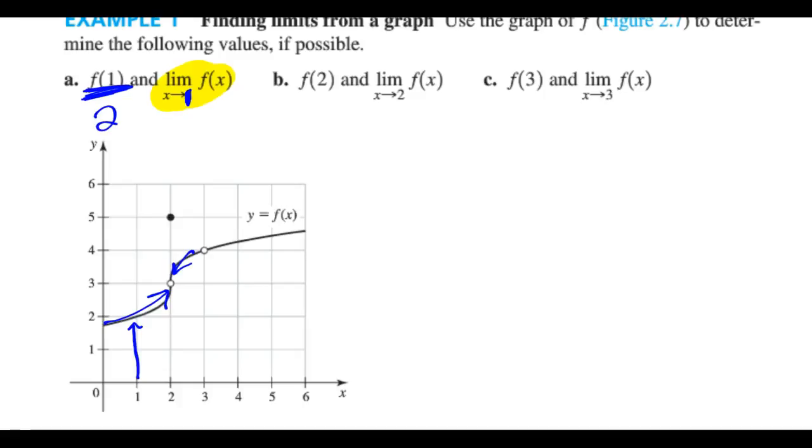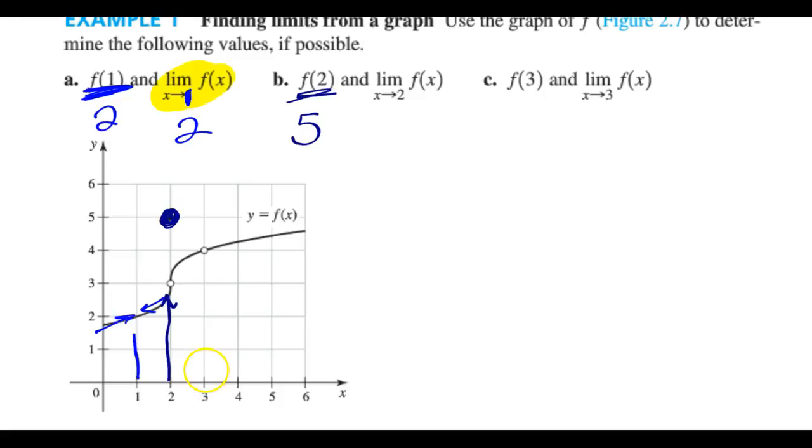So the left approach is approaching 2 from the left and approaching 2 from the right. So it's also a 2. So f at 2 is here. It doesn't look like it exists at f at 2, but it does. It's this point right up here. So I would say f at 2 is 5.